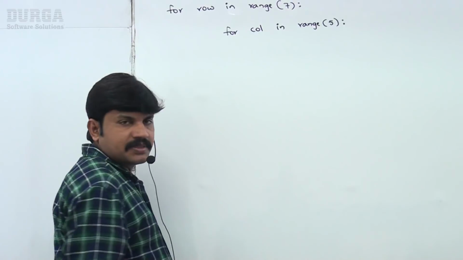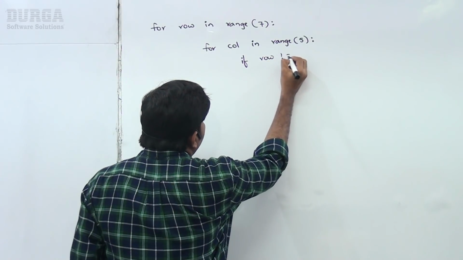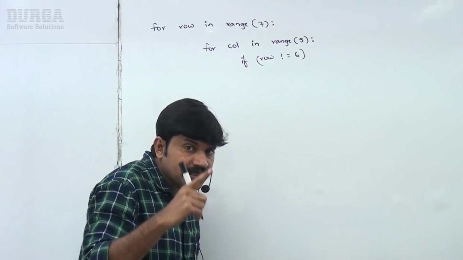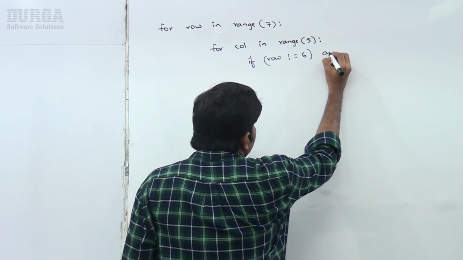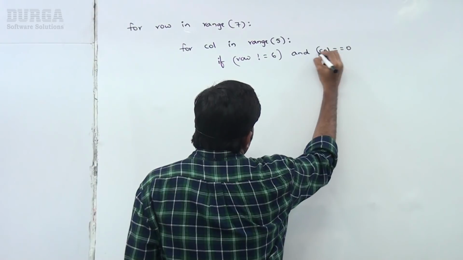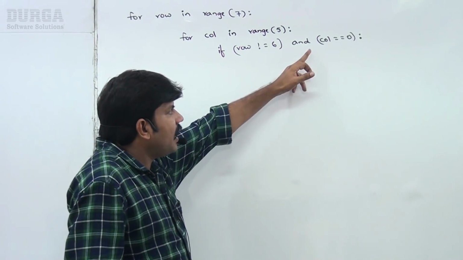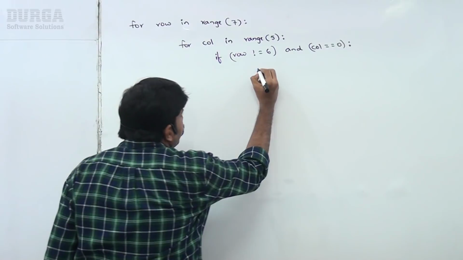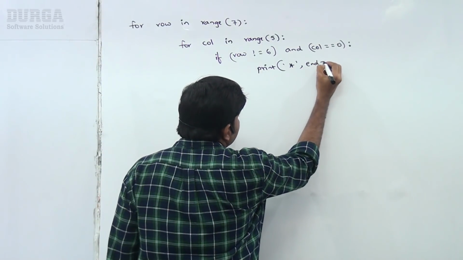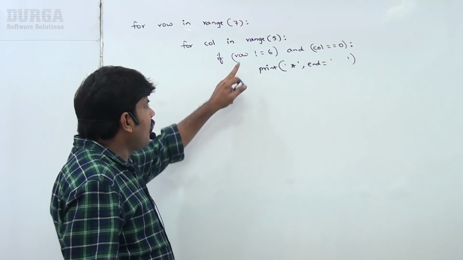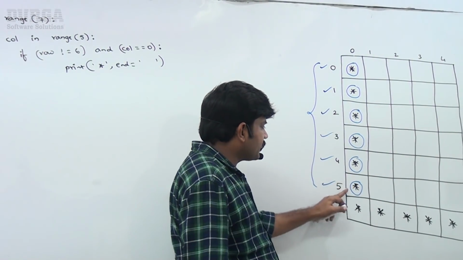Now have a look. For row in range of 7, for col in range of 5, if row is not equal to 6, means except the sixth row, and col is equal to 0, so for all those rows where column is equal to 0, print a star symbol with end equal to empty space. So all rows are covered except the last row. Remember this.